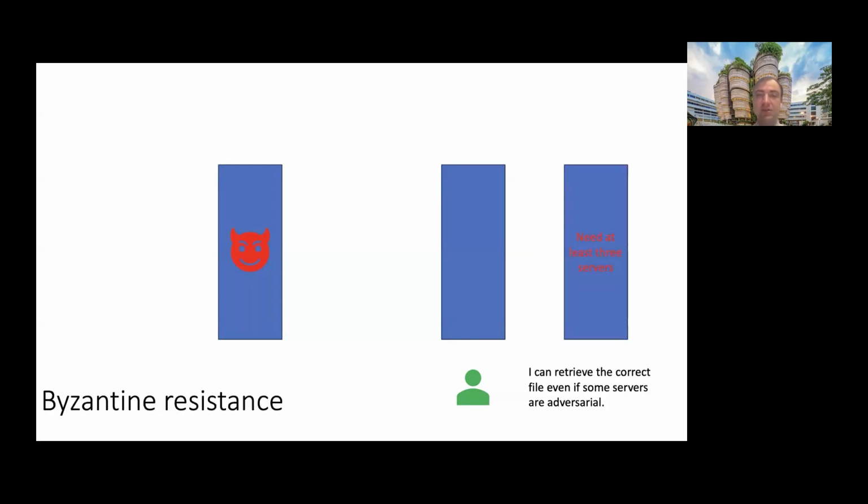The strongest security level is provided by Byzantine resistance schemes. In this case, we can retrieve the correct file even if some servers are adversarial. However, we need at least 3 servers in this case. Most of the solutions are information theoretically secure, but importantly, we have an extremely large overhead for Byzantine resistant schemes.